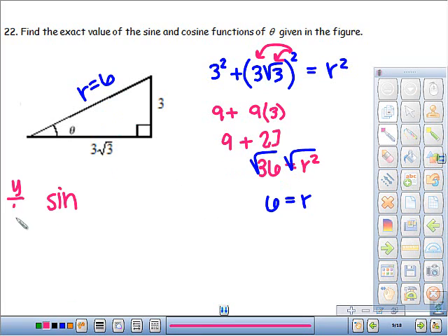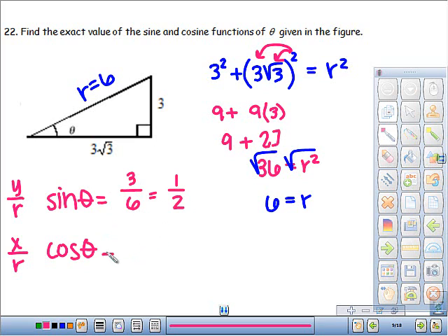Sine is y over r, cosine is x over r. So y over r, reduce, reduce, reduce. Don't give me this as the final answer. I will take points off. 1/2. Cosine is x over r, 6. Reduce. So square root of 3 over 2.